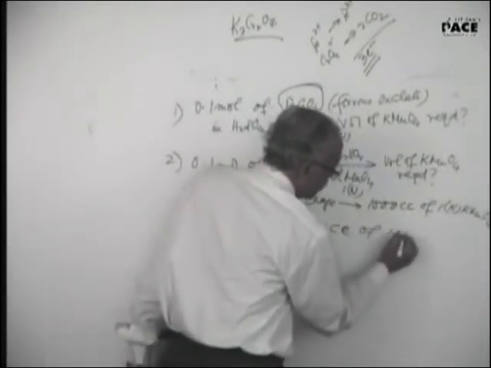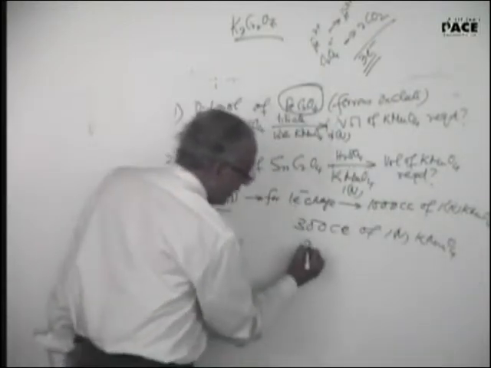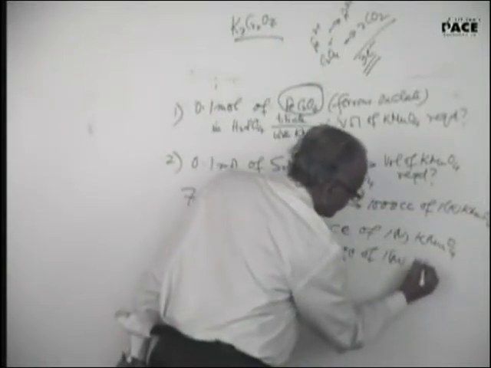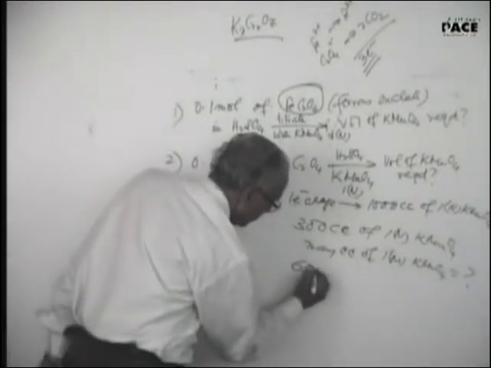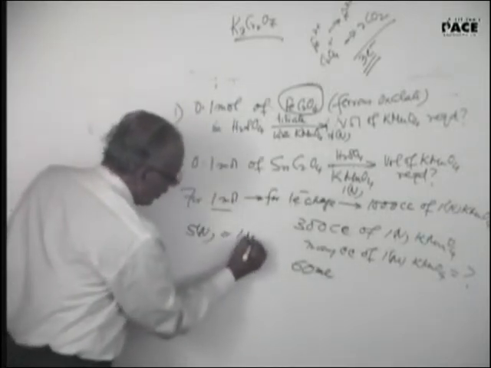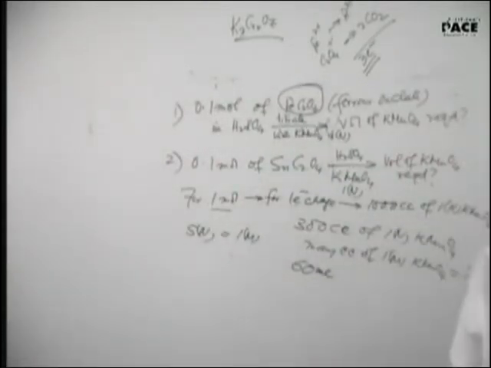of one normal, then how many cc of one molar? 1500. No, it is 60. Because 5 normal is equal to 1 molar. Because it's a 5 electron change. So 1 molar is equal to 5 normal. So you have to divide by 5 to get the volume in 1 molar solution.